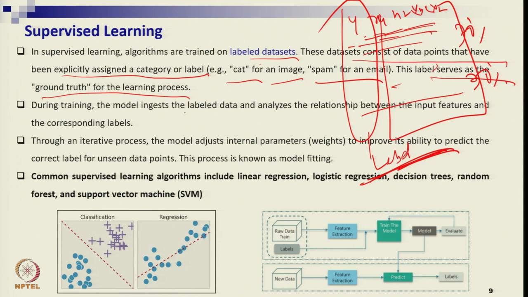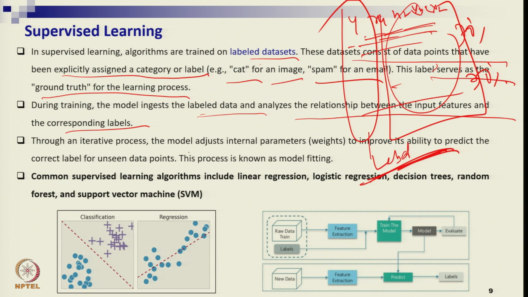During the training, the model ingests the label data and analyzes the relationship between the input features and the corresponding label. Imagine that is the core part of supervised learning. So you have to identify which is your label data and which are your input features. Based on these input features and the label data, you define your machine algorithm. You ask the machine to develop a good relationship among them. And then the machine will learn, train on the data, learn the algorithm and come up with the best prediction.